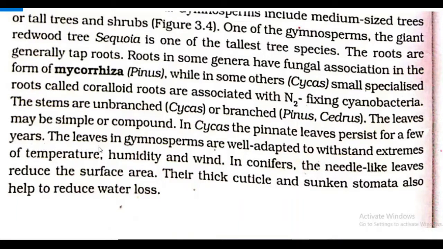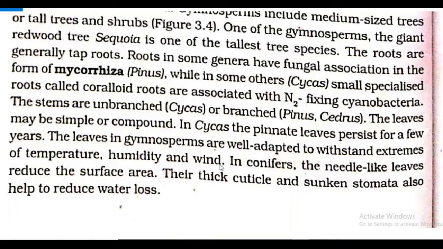How are the leaves in Gymnosperms well adapted? It's a very important point, you have to underline that. The leaves in Gymnosperms are well adapted to withstand extremes of temperature, humidity and wind. So the leaves in Gymnosperms are well adapted to withstand extremes of temperature, humidity and wind.